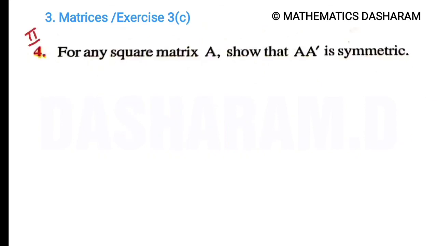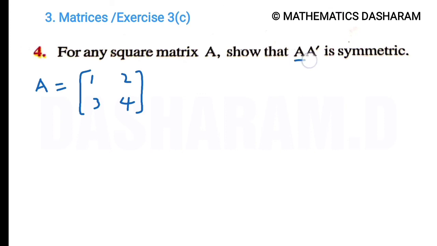Fourth problem, for any square matrix A, show that A A dash is symmetric. Square matrix means number of rows equals number of columns. So for example 2 by 2, 3 by 3, 4 by 4 is called a square matrix. So let's take A as one square matrix. So A equals 1, 2, 3, 4. So it is a square matrix.